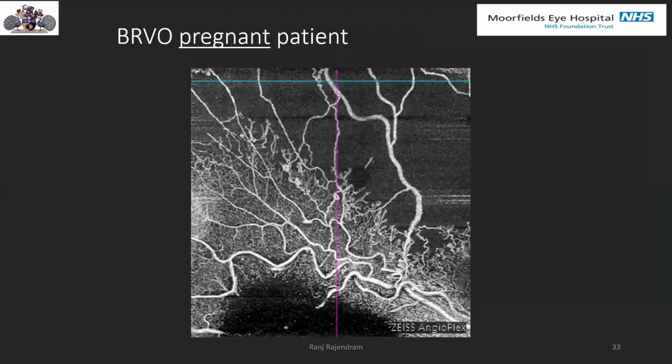Here's a patient who was pregnant, a young lady who had a branch retinal vein occlusion. You know, we are cautious with investigations and treatment. So we didn't want to do a fluorescein. Patient didn't want to have a fluorescein, understandably. And with the angio-CT, we're clearly able to show the degree of superior ischemia there. And when there's ischemia, we worry about, adjacent to that, could there be neovascularization?